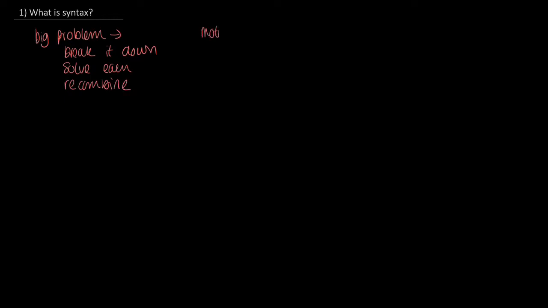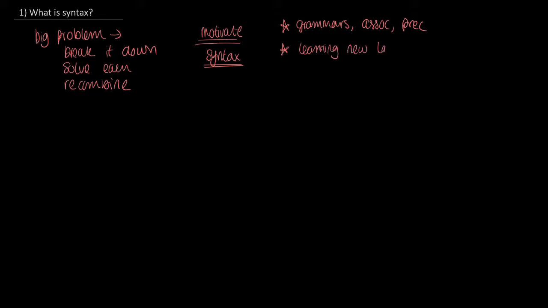Syntax and grammars are a great example of how computer scientists take a big problem and break it down into little pieces, solve each bit, then recombine it all. The idea in this video is to motivate syntax in programming languages, using examples and concepts you're already familiar with, and give you a context to put these new ideas into while you're still getting used to them. So, the goals for this video are to learn the basics about grammars, associativity, and precedence, how to use grammars in learning new programming languages, and reasons key syntax.